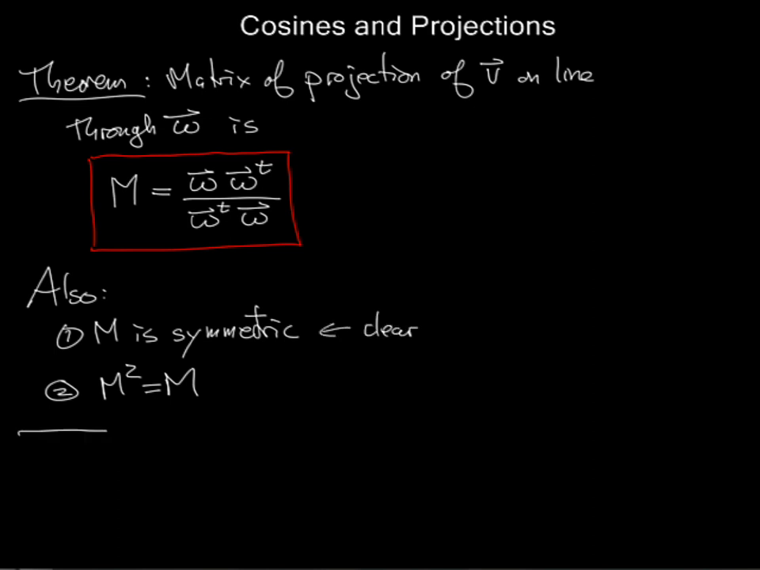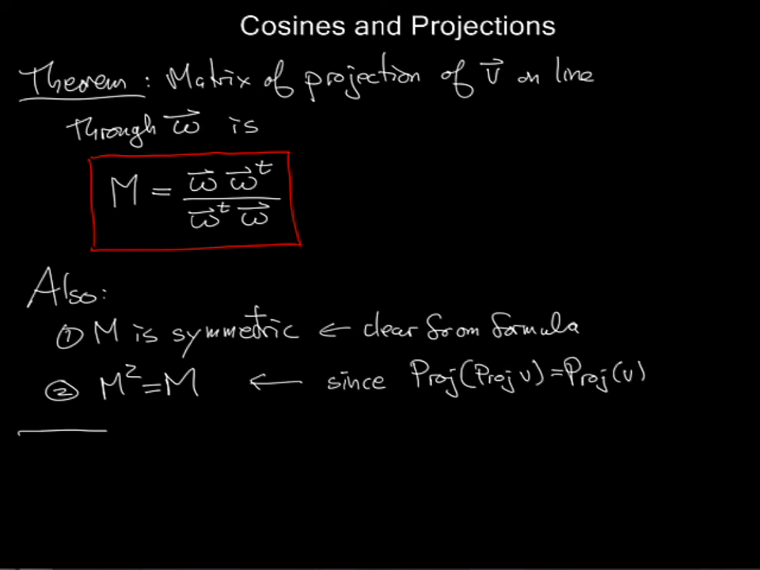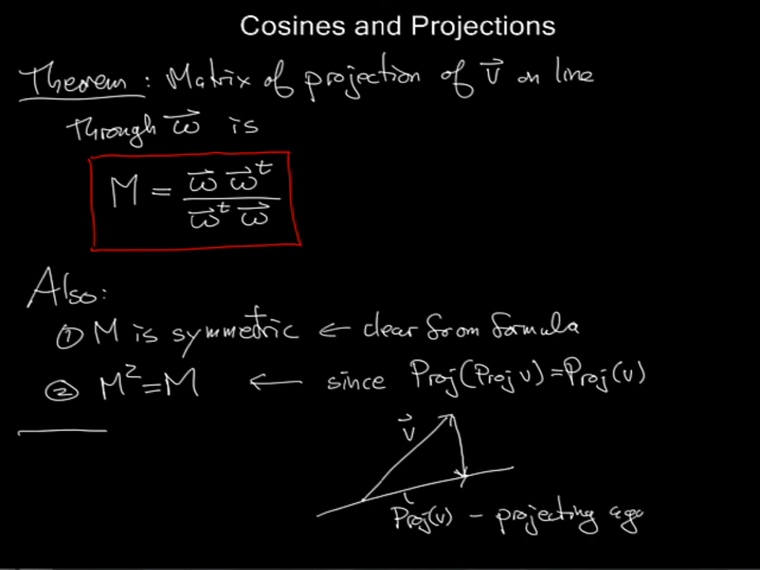Well, these second two assertions, it's symmetric is clear from the formula, this w w transpose thing. We'll see in an example. And the fact that M squared is equal to M is because if you project a vector twice, nothing extra happens. Once you've projected it once, projecting it again doesn't do anything. There's v. You project it to get its projection, and then the projection of the projection is itself. So that's why M squared is equal to M.